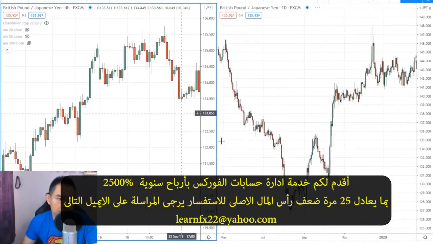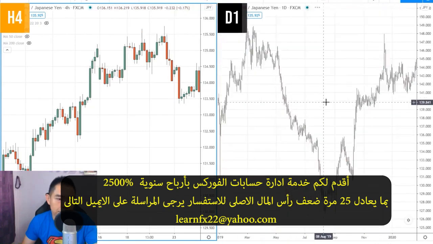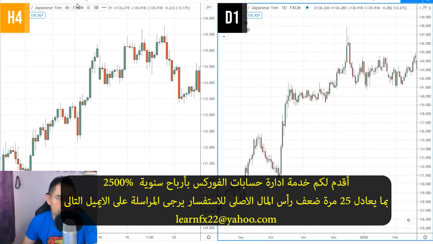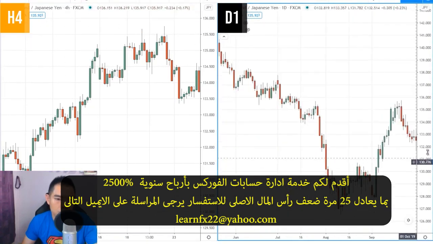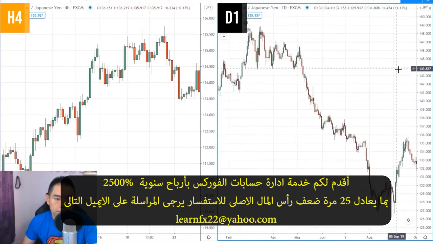Okay, so this is the 4-hour time frame, and over here we'll be looking at the daily time frame. Okay, daily time frame is here. Let me just walk you through the charts. If you see over here on your chart, this portion here is the daily time frame chart, and this is the 4-hour time frame chart.